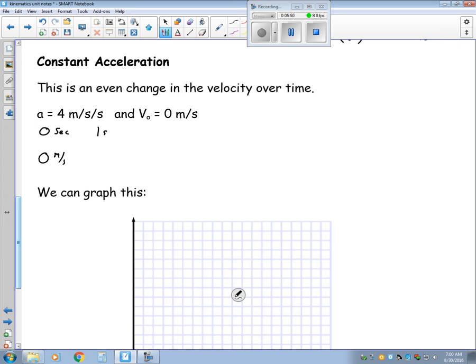After 1 second, it is now traveling at 4 meters per second. After 2 seconds, it's now traveling at 8. And we can just keep going.